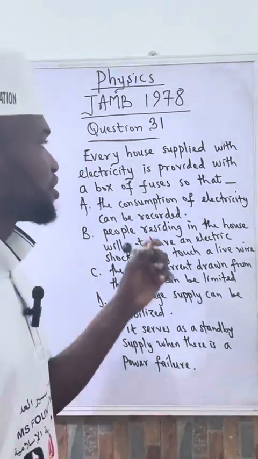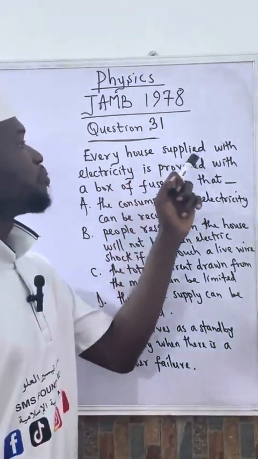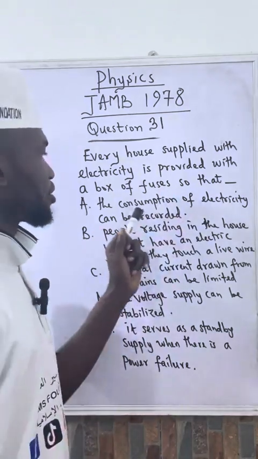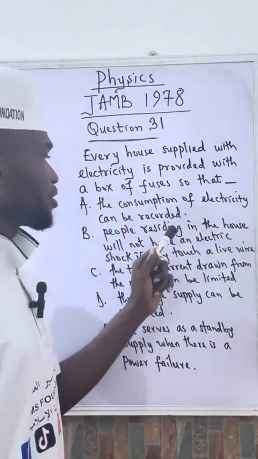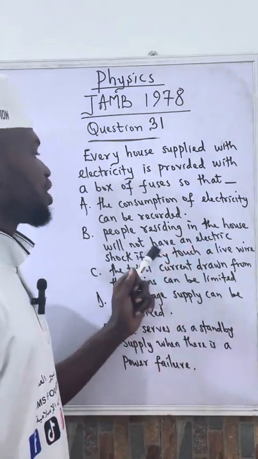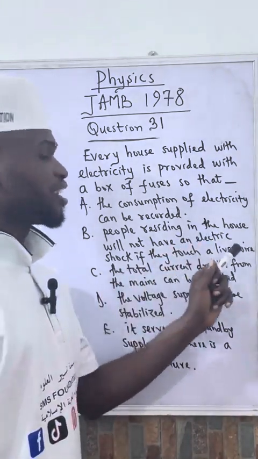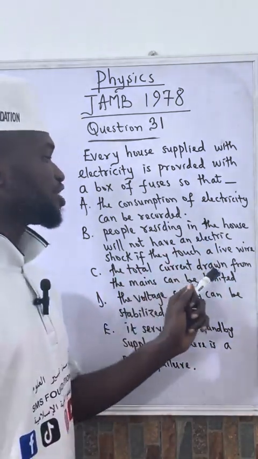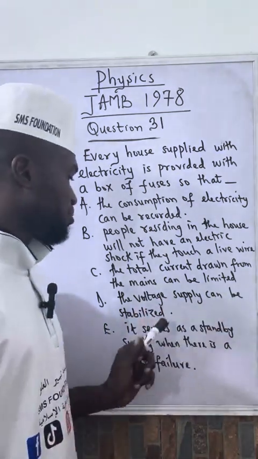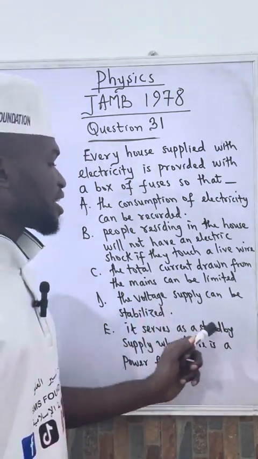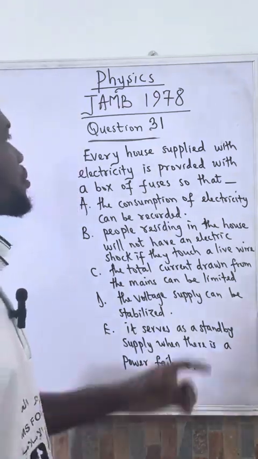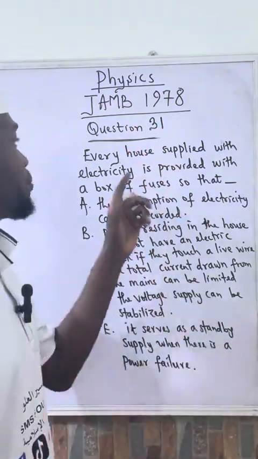All right, consider this physics question. Every house supplied with electricity is provided with a box of fuses so that: A, the consumption of electricity can be recorded. B, people residing in the house will not have an electric shock if they touch a live wire. C, the total current drawn from the mains can be limited. D, the voltage supply can be stabilized. E, it serves as a standby supply when there is a power failure. So this is Physics JAMB 1978, question 31.